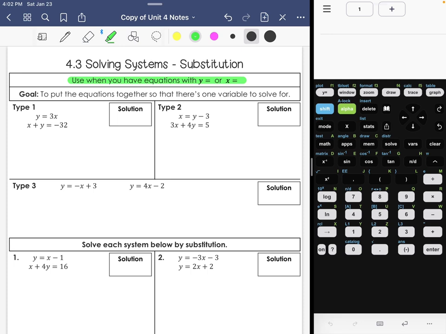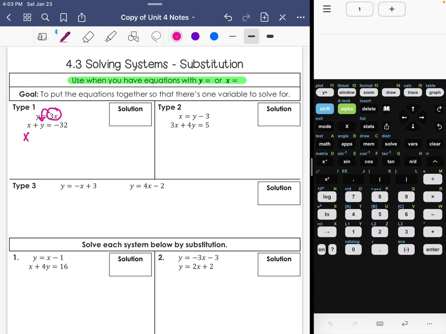The goal is to put the equations together so that there's one variable to solve for. You can't solve for x and y at the same time, so you have to solve for one or the other. In this first one, y equals 3x, the y is already by itself. That means we can substitute that into the other equation. We're going to take y equals 3x and substitute it in for that y in the other equation so that there are no y's in that equation.